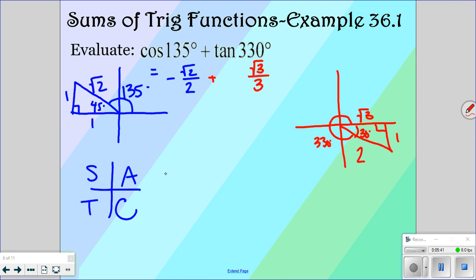And then we have to look back at our all students take calculus. We're in the fourth quadrant. Only cosine is positive in this quadrant. So tangent has to be negative. So that's what you do there.